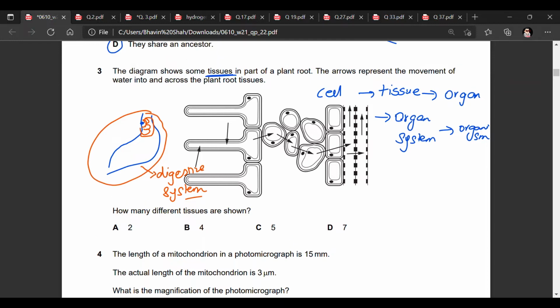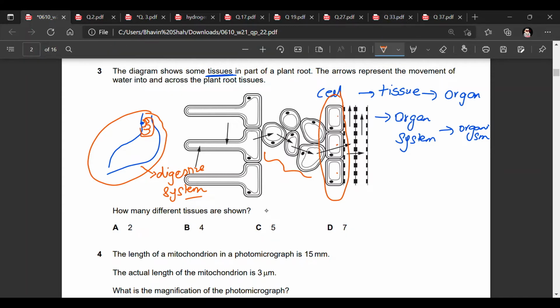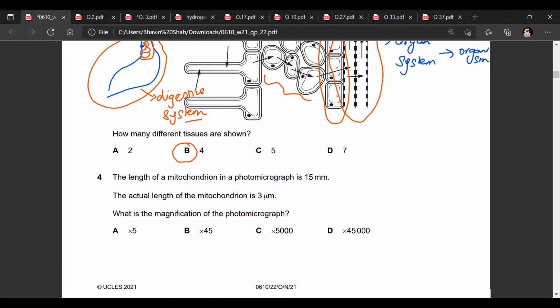So here they are asking how many different tissues are present over here. The answer that we are looking for is 4. How are we looking at 4? We are looking at the root hair cells. Then we have the cells which are grouping up over here to make the inner parts of the root. Then we are looking at the epidermal cells over here. There is a combination of cells making the tissue epidermis. Then we are looking at the vascular bundles over here, that is the xylem and the phloem. So this is how we get 4 as the answer for this question.